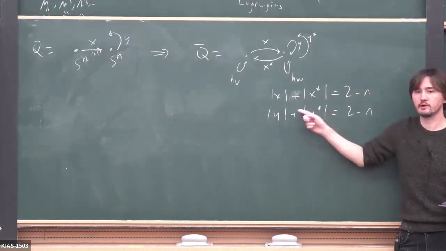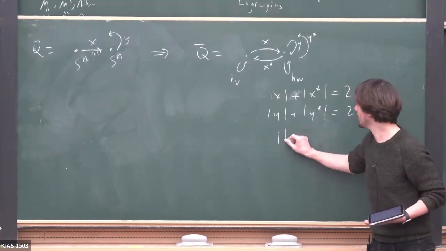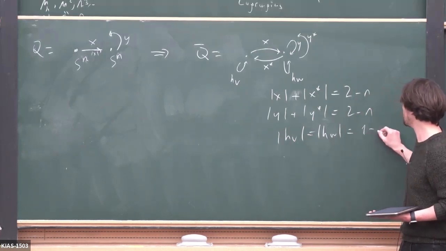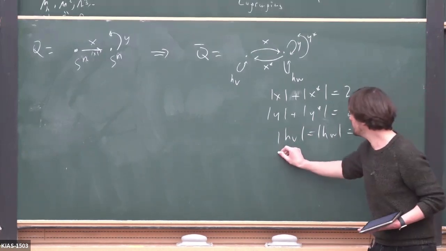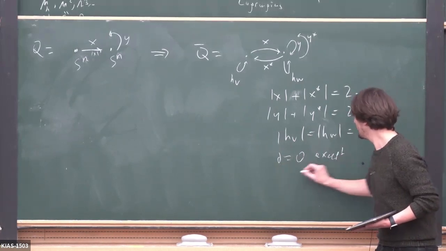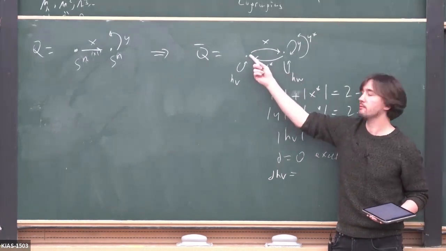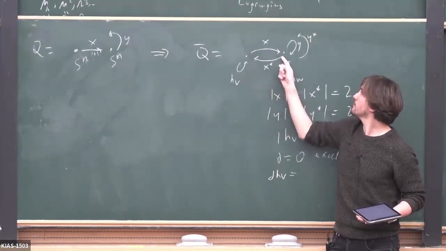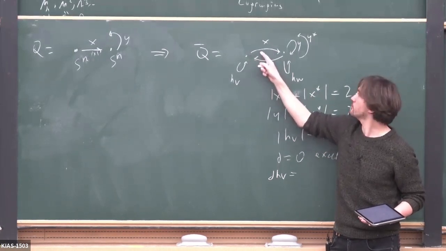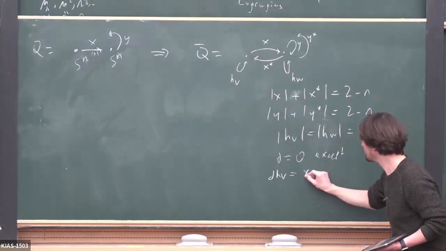So these are given by grading structure, and these are automatically determined. This is how you give grading, and the extra loops are given by 1 minus n, the degree, and the differentials are all 0, except the differential of HV is given by the adjacent arrows, like x and x star. So x star x.